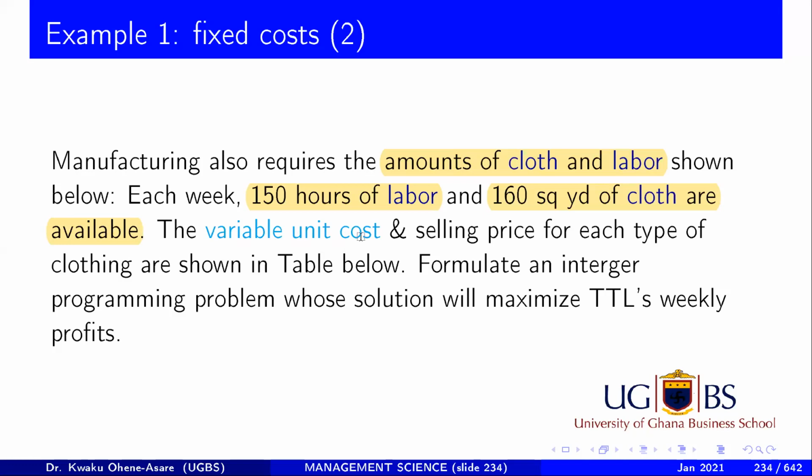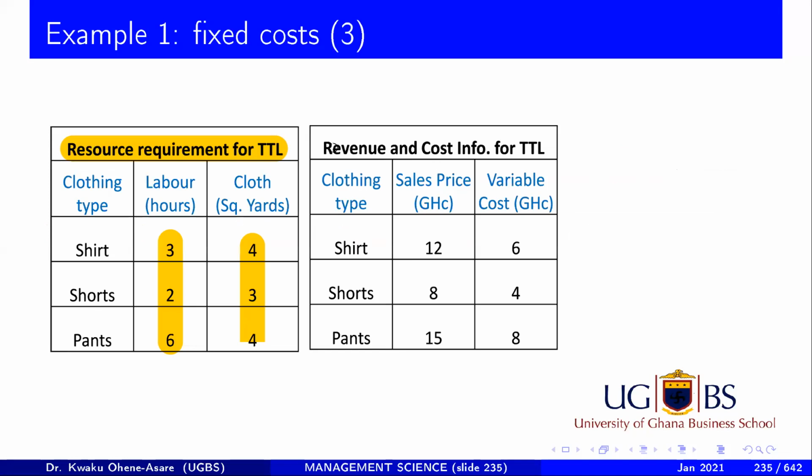Now, the variable unit cost and the selling price of each type of clothing are also shown below. Now, that is important. Let's go down and see them below. So this is a revenue and the cost. Now, anytime we talk about revenue and cost, we are talking about profit, because profit is total revenue minus total cost. I'll come back to that. And in fact, let me just document that here quickly for you before we move on.